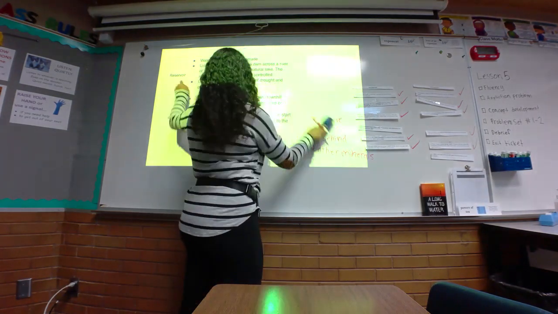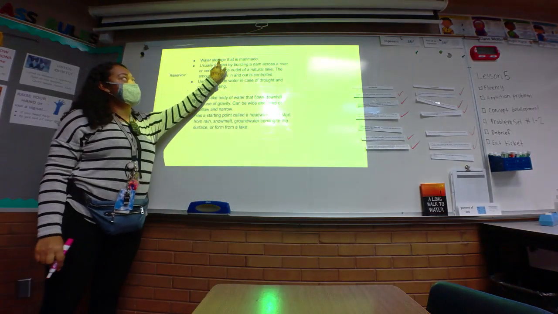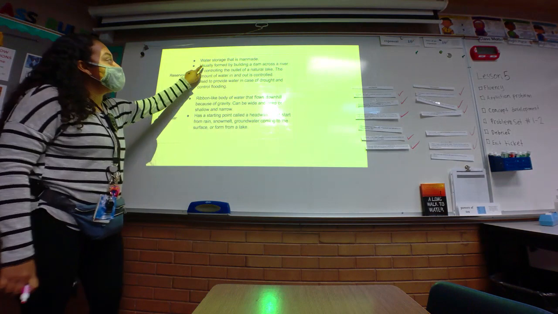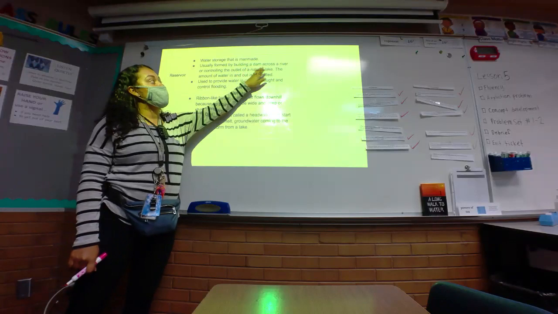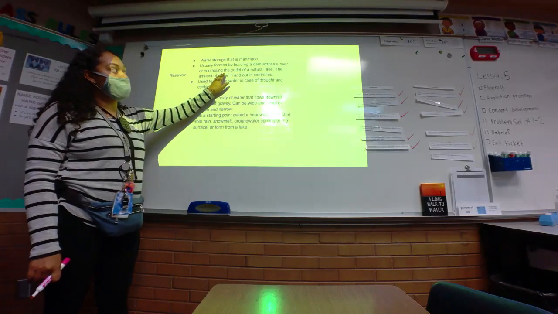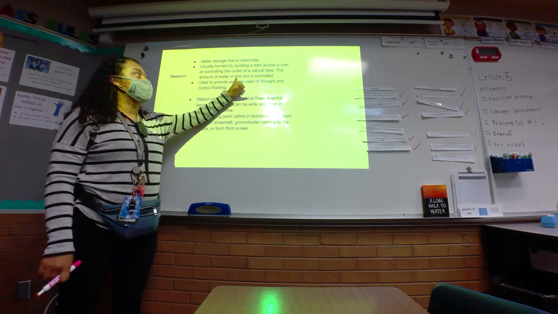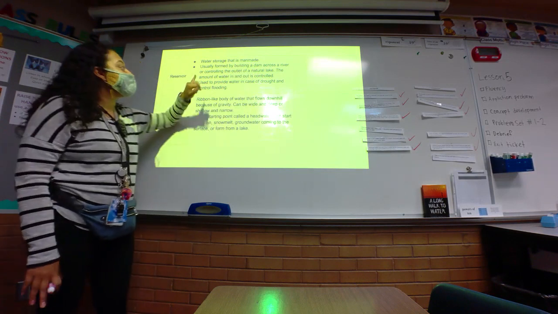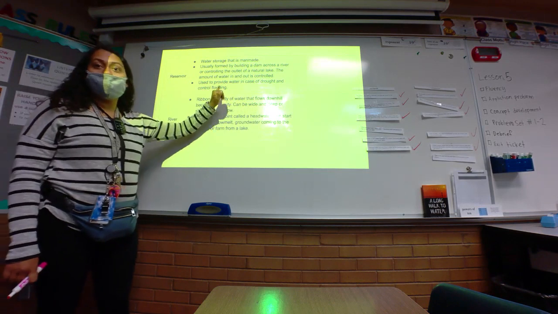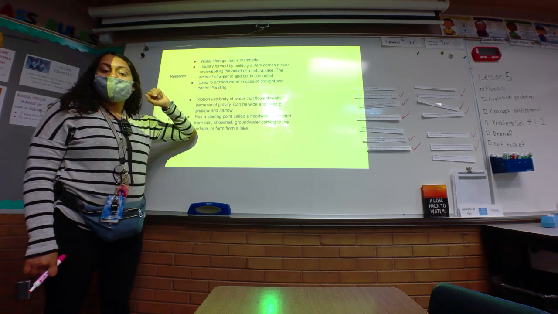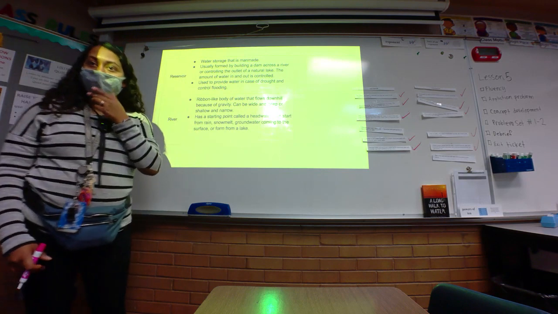Okay, a reservoir is a water storage that is man-made. It's usually formed by building a dam across a river or controlling the outlet of a natural lake. The amount of water in and out is controlled. Used to provide water in case of drought and control flooding. Just look for the slide that says reservoir, river. This is number 14.